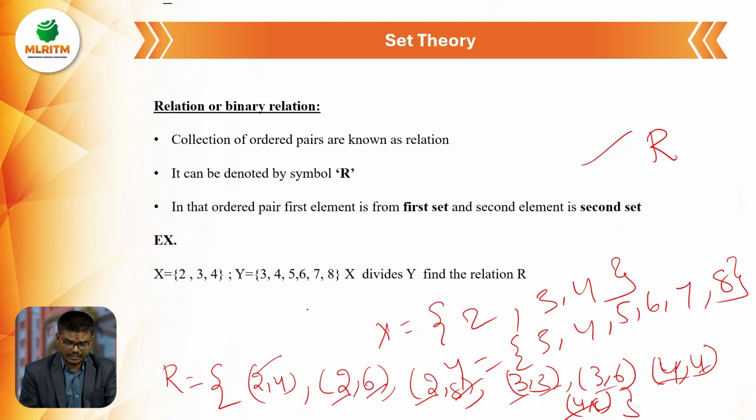What is a relation? A collection of ordered pairs is known as a relation. Here the first element is from the first set and the second element is from the second set. In the first pair, 2 is from the first set and 4 is from the second set. In the second pair, 2 is from the first set and 6 is from the second set. Here 2 is from the first set and 8 is from the second set, and so on. This is an example of a relation.